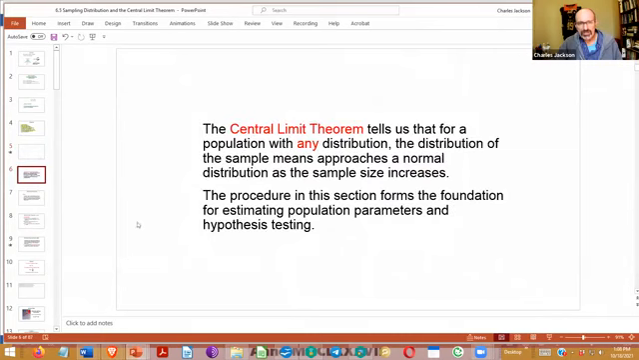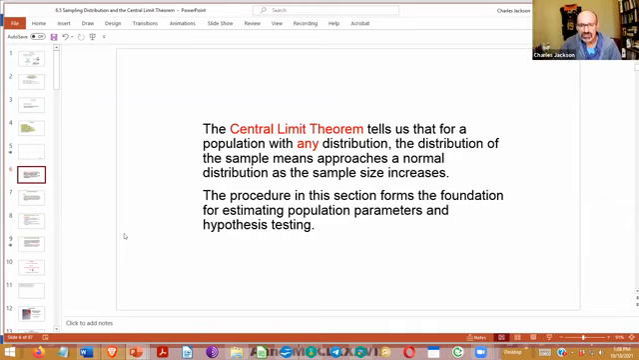The central limit theorem tells us that for a population with any distribution, skewed, whatever, the distribution of the sample means approaches a normal distribution as the sample size increases. Probably that last one that we saw when Chloe was sharing, I think it was exponential or something, was the best illustration of it, because we saw that continuum of wanting to be normal, getting closer to normal but still skewed, and then really looking normal, bell-shaped.